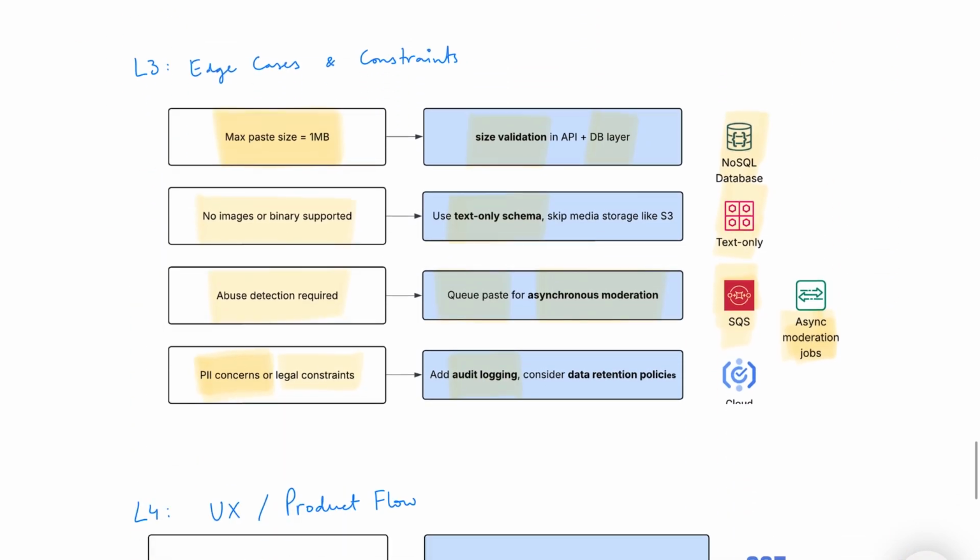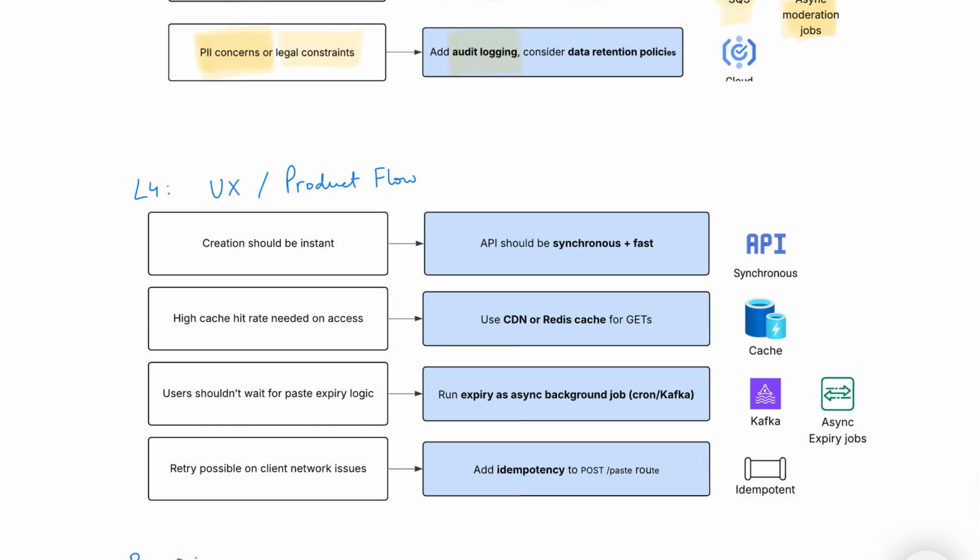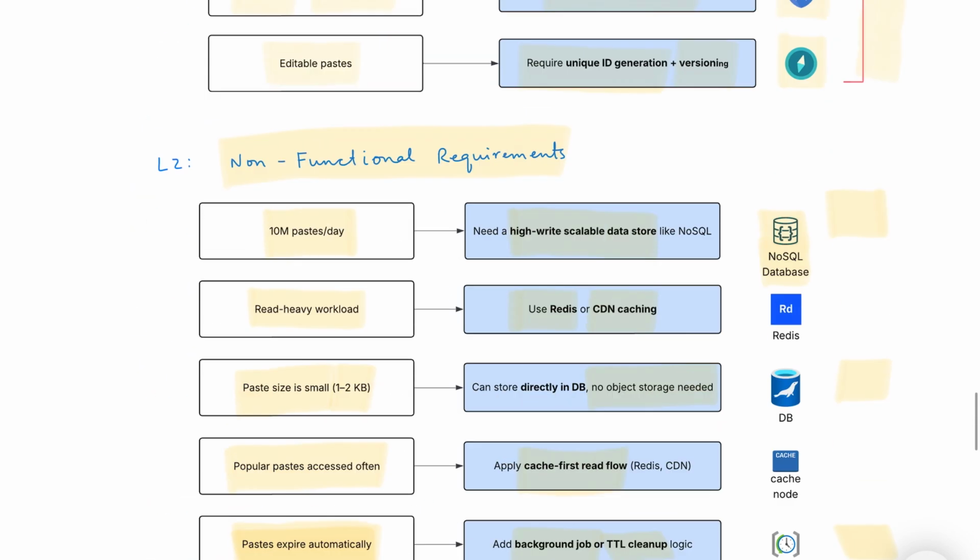So let's see what these questions correspond to. As the paste creation should be instant, from this we get to know that our REST API should be synchronous and should be very fast. Got it. Next, what is the next question that we asked?